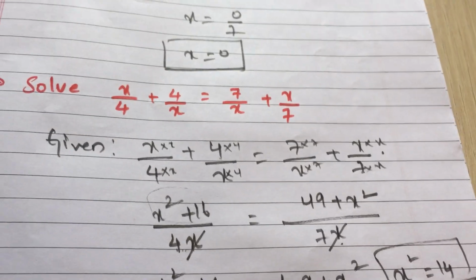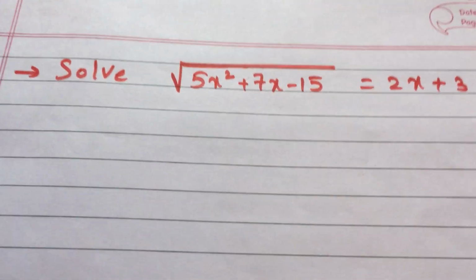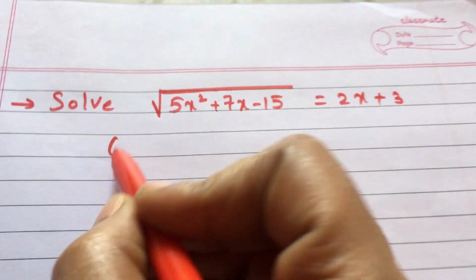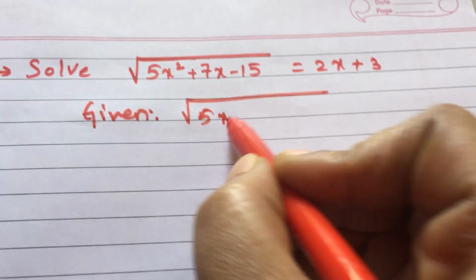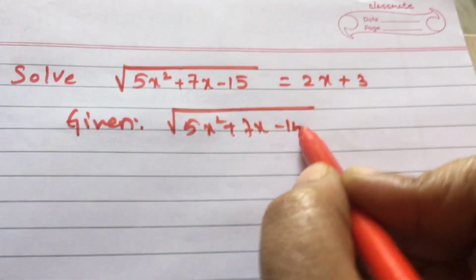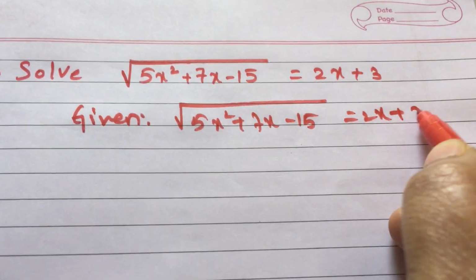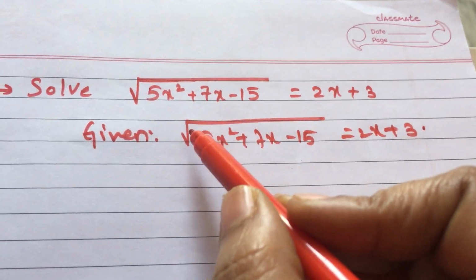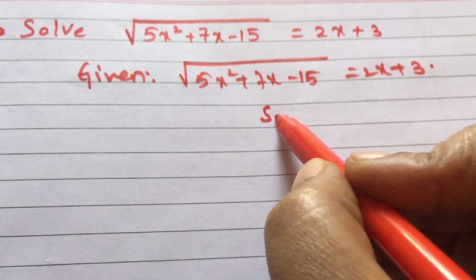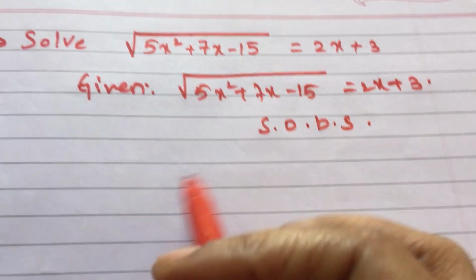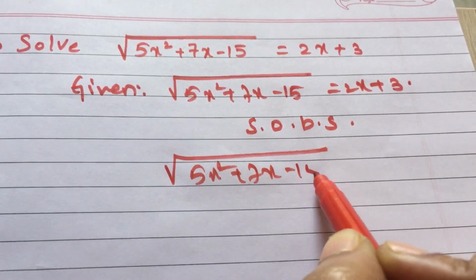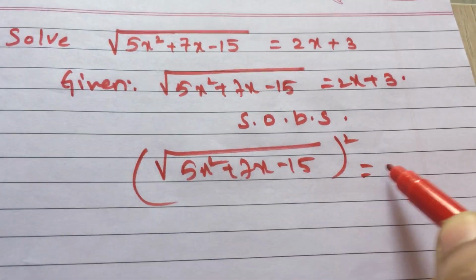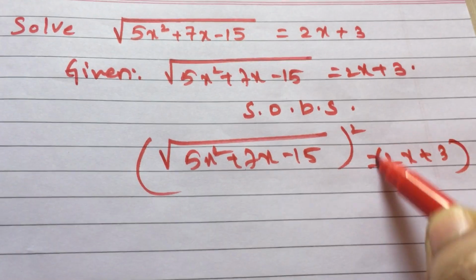Okay, so coming to the next set of questions. Here the condition given is something like this: root of 5x square plus 7x minus 15 is equal to 2x plus 3. If we want to remove the square root here, we should square on both sides. Then this can be removed. So this becomes 5x square plus 7x minus 15 is equal to 2x plus 3 whole square.